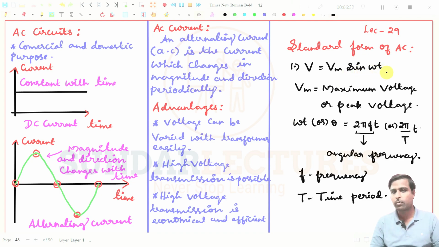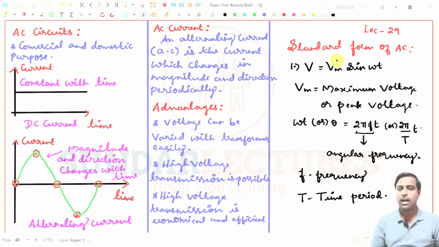And what is omega and what is t? Omega is the angular frequency, and it will be 2 pi f, and I will explain why this is 2 pi f. And t is with respect to time. So sine omega t, where omega is the angular frequency 2 pi f, and we can also write f is equal to 1 by T, the inverse of the time period. What the time period is and why we write frequency in the inverse form, all those things we will see.